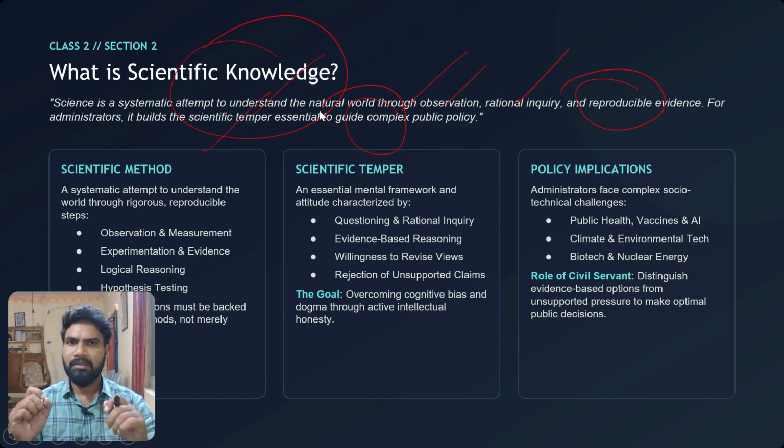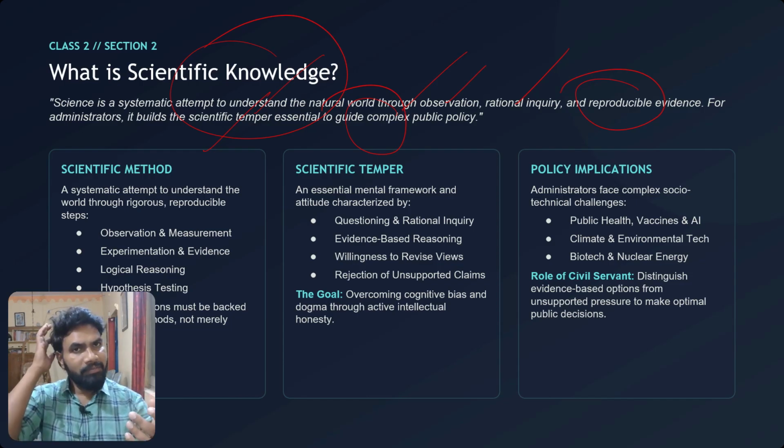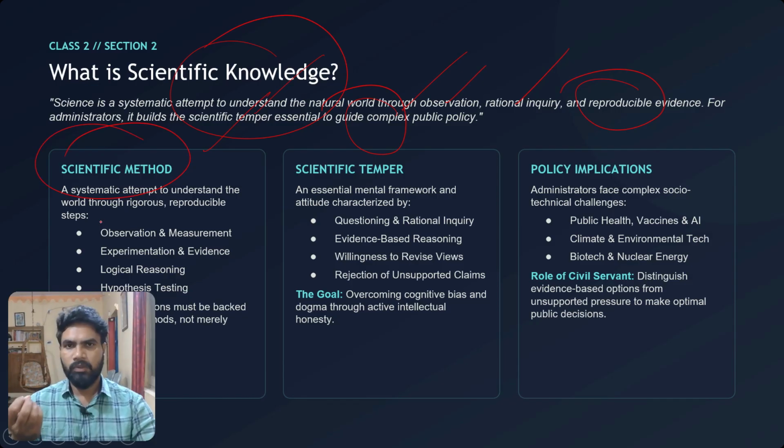Okay, you see, not in directive principles of state policy, but in fundamental duties also, you have one fundamental duty, that is to develop scientific temper. Scientific knowledge will help you become a scientifically sound person, a person who has scientific temper.